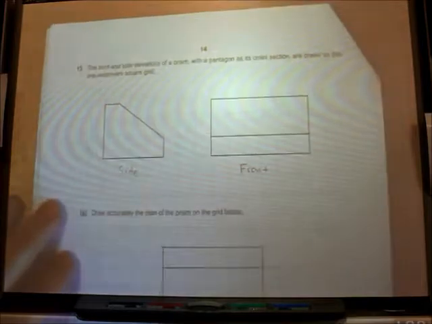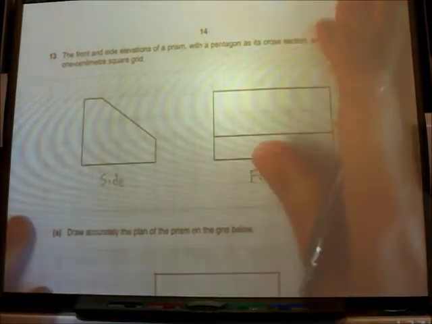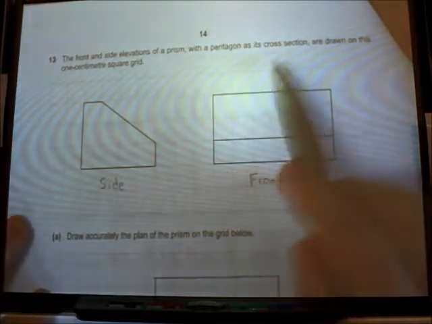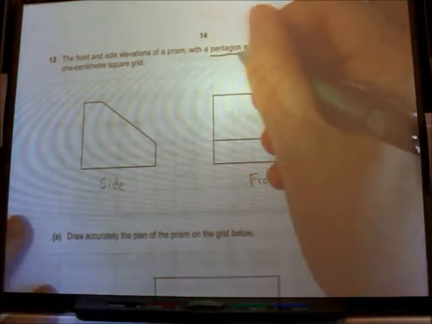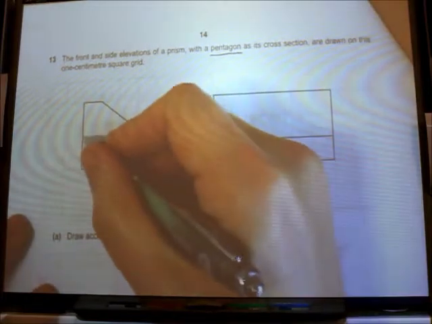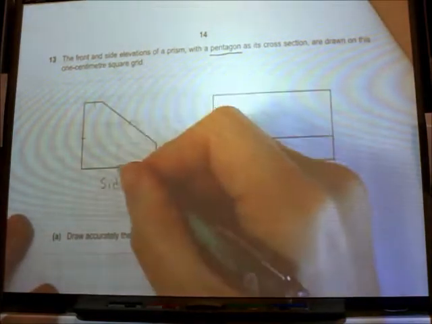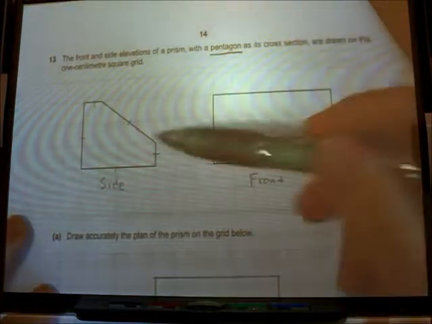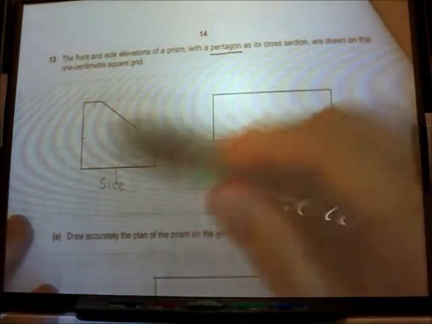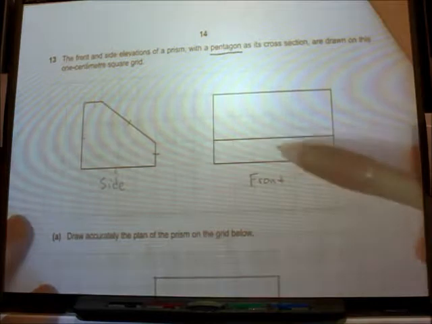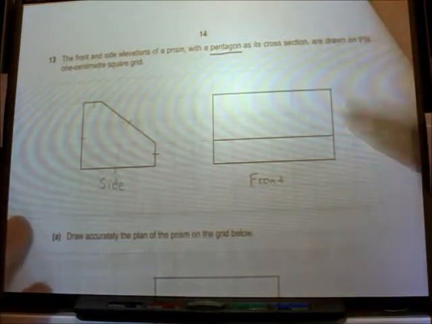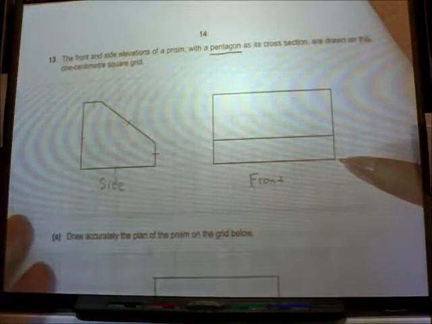The front and side elevations of a prism with a pentagon as its cross-section. A pentagon has got 5 sides, 1, 2, 3, 4, 5, and they are drawn on this 1 centimetre grid. So that's the side, and I've labelled it side, and that is the front, because it says the front and side elevation. Draw accurately the plan of the prism on the grid below.